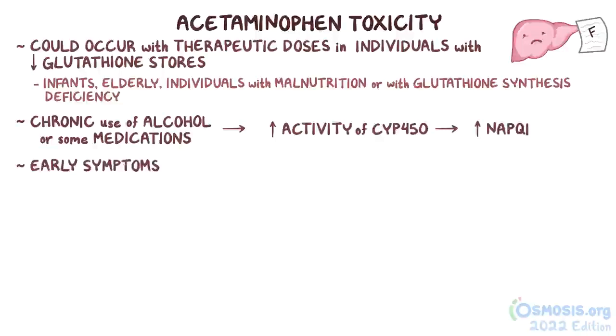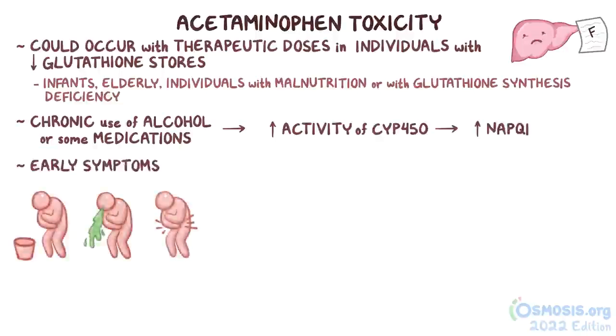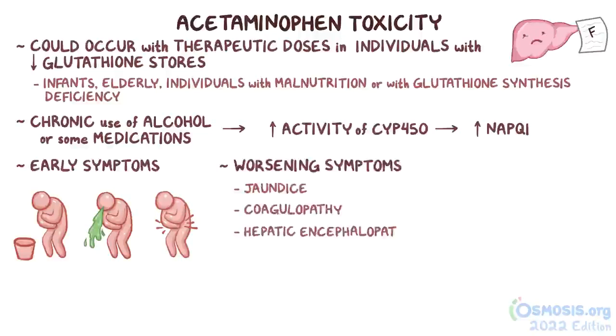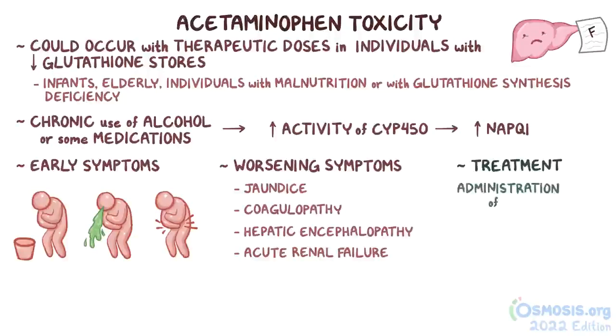Early symptoms of toxicity are nonspecific, and they include nausea, vomiting, and abdominal pain. But as liver injury progresses, symptoms worsen and individuals may have jaundice, coagulopathy, hepatic encephalopathy, and acute renal failure. Treatment consists of administration of N-acetylcysteine, or for short, NAC, which replenishes glutathione and prevents its depletion.